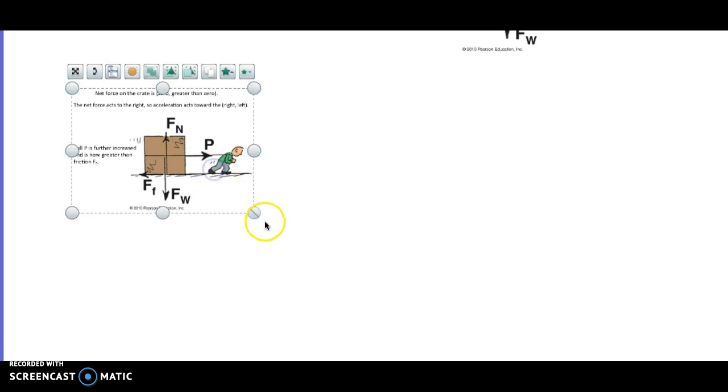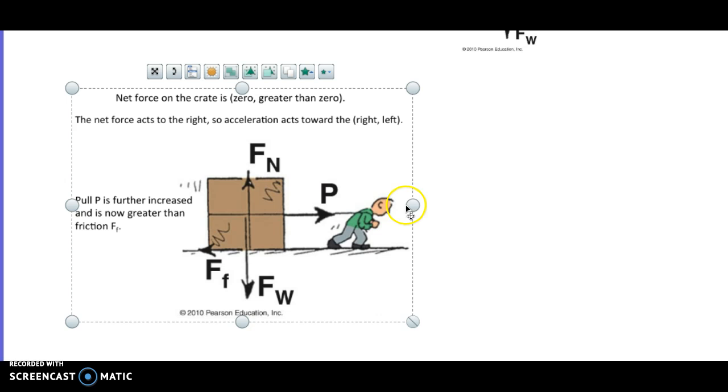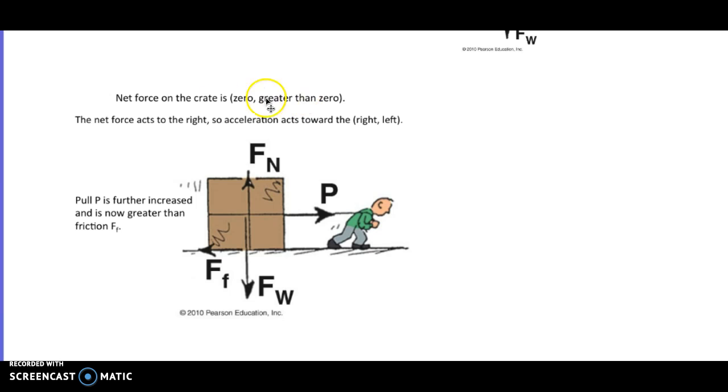Now it is changing its velocity, correct? It's beginning to move in this direction, going from a velocity of 0 to moving. So that tells me the net force must be greater than 0, otherwise how could it be moving? And since the net force is acting to the right, because P is bigger than F of F now, the acceleration is going to go toward the right. So it's going to accelerate.